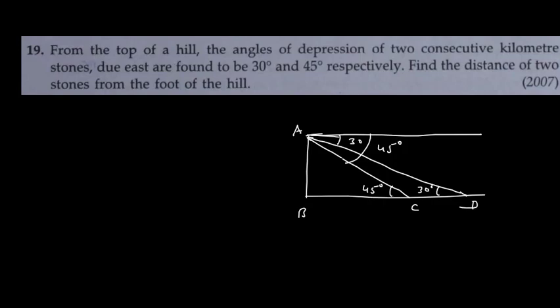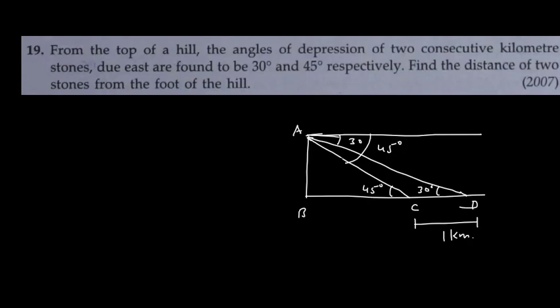Find the distance between the two stones from the foot of the hill. Find the distance of two consecutive kilometer stones from the top of the hill, whose angle of depression is given. Kilometer stones means this distance CD is 1 kilometer. I have to find the distance of the two stones from the foot of the hill.